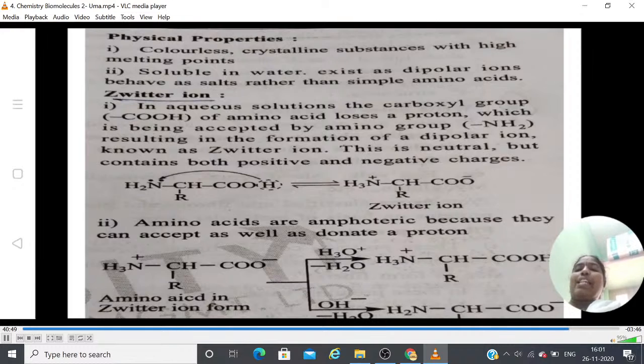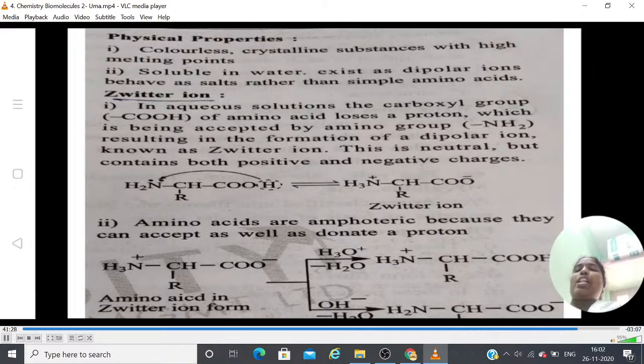This is neutral but contains both positive and negative charges. See here, one amino acid we are taking. In this amino acid, the amine group and COOH group are both present, but the carboxylic group loses hydrogen, which is attached to the amine NH2 group, forming positive and negative charges. Such structures are known as dipolar ions. It is also known as Zwitter ion.